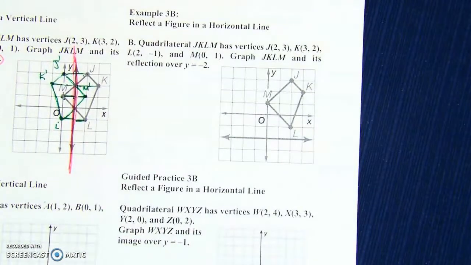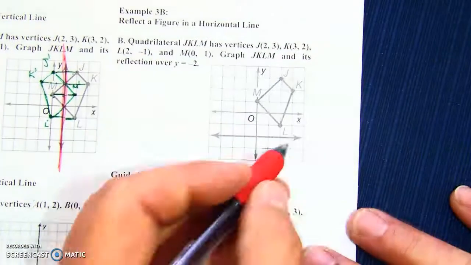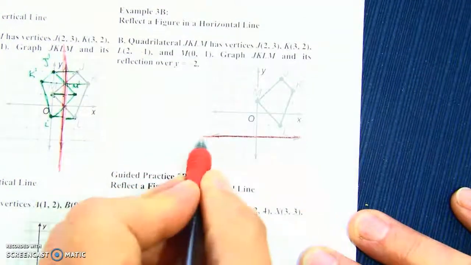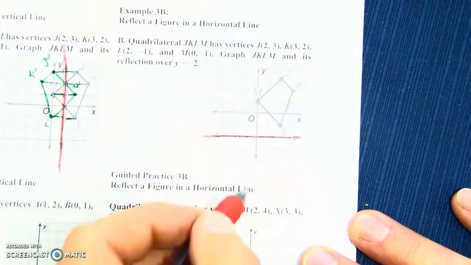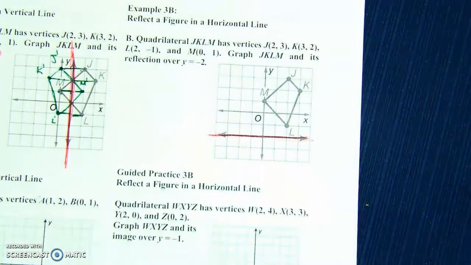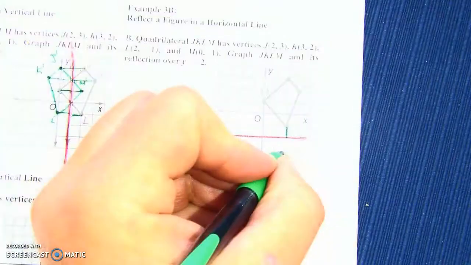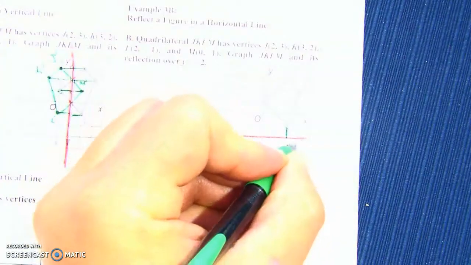Now, this one's a little different. We have here where our line of reflection is down here. Now, the chances are we probably won't be able to reflect everything down here because we probably don't have enough room on our graph to do it. But we can sure start. So here we go. Let's start with this one. L is 1 unit up, so that means we're going to go 1 unit down. So this will be my L prime.